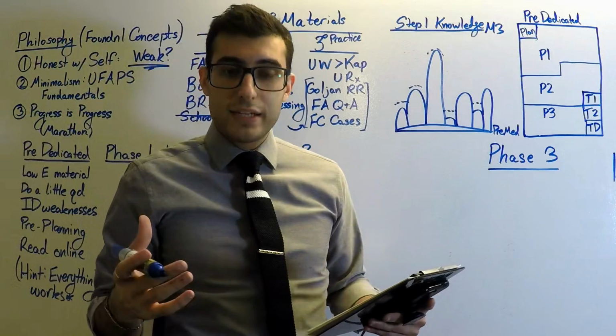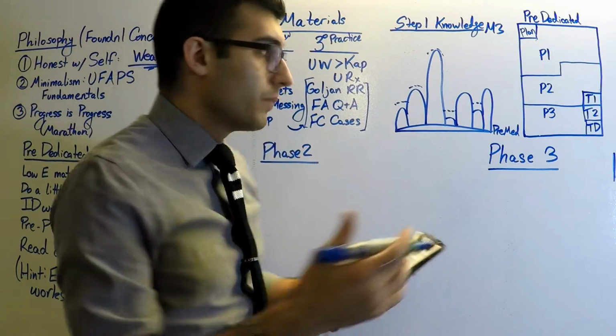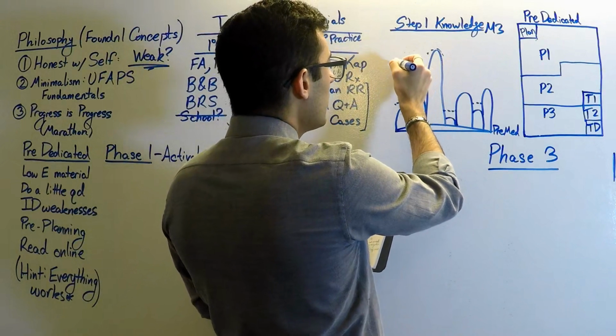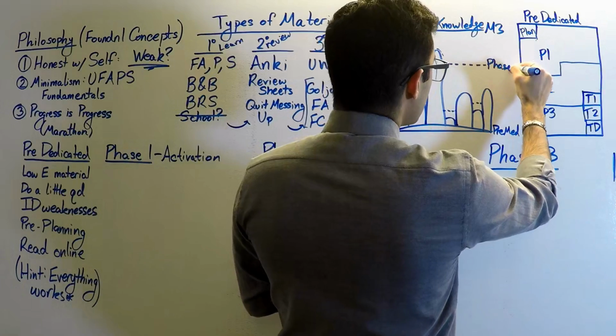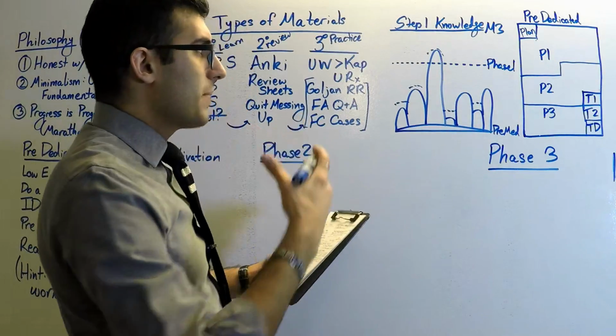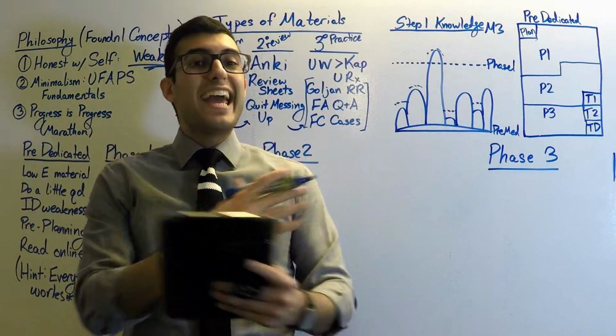Where you should be ending at the end of Phase 1, you should probably aim to be getting around, let's say, here. This is Phase 1's target, okay? So you'll note that Phase 1 doesn't demand mastery of anything.